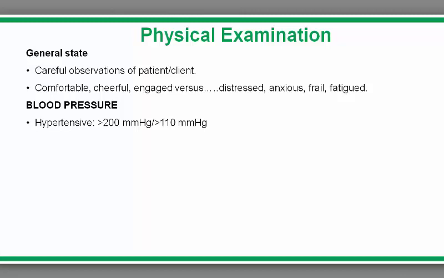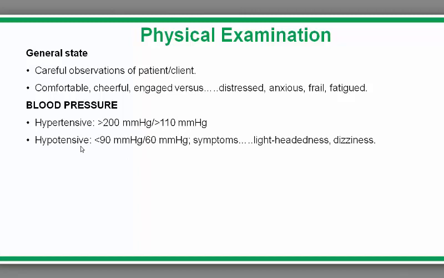Something that's a little bit more objective here is the taking of blood pressure. The patient is typically considered hypertensive if their blood pressure recording exceeds 200 millimeters of mercury over greater than 110. They are considered hypotensive, low blood pressure, if they record less than 90 millimeters of mercury over 60 millimeters of mercury. And these are the standard values to define somebody as hypertensive or hypotensive.